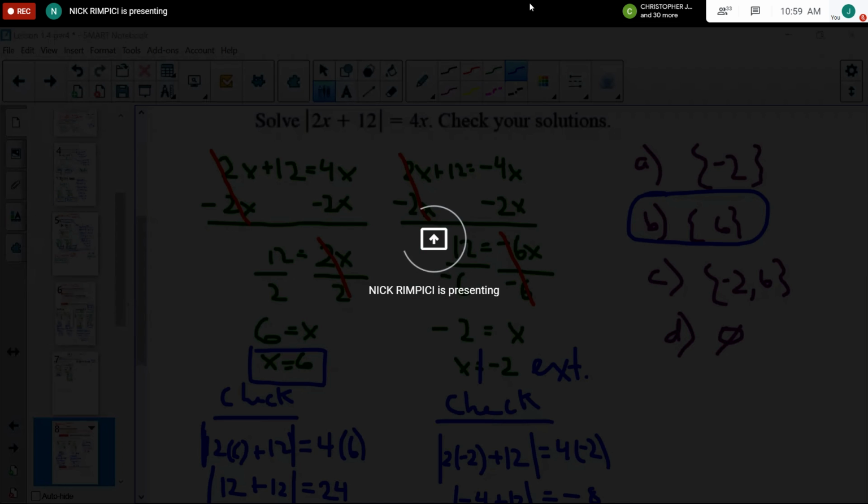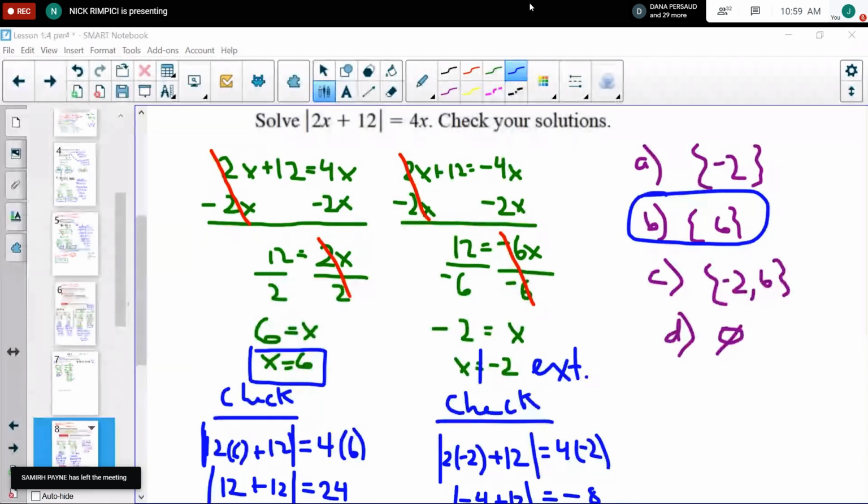Okay, it's loading back up. Okay, it's loaded back up finally. So we can see that B is the answer. Only B, only 6 works.